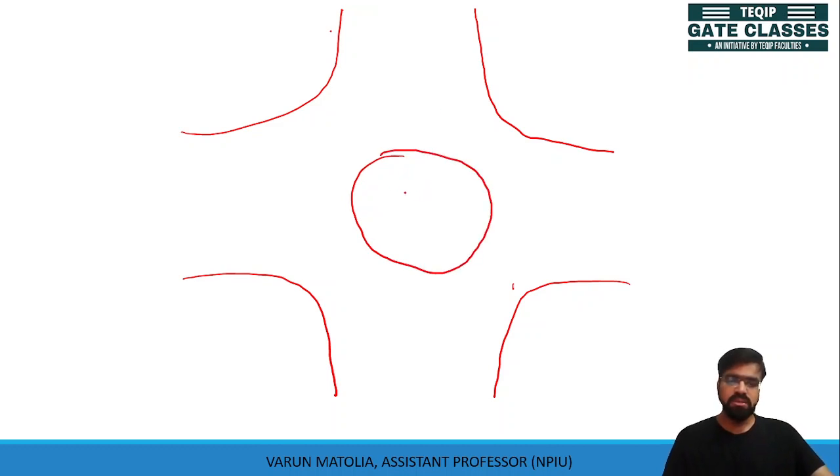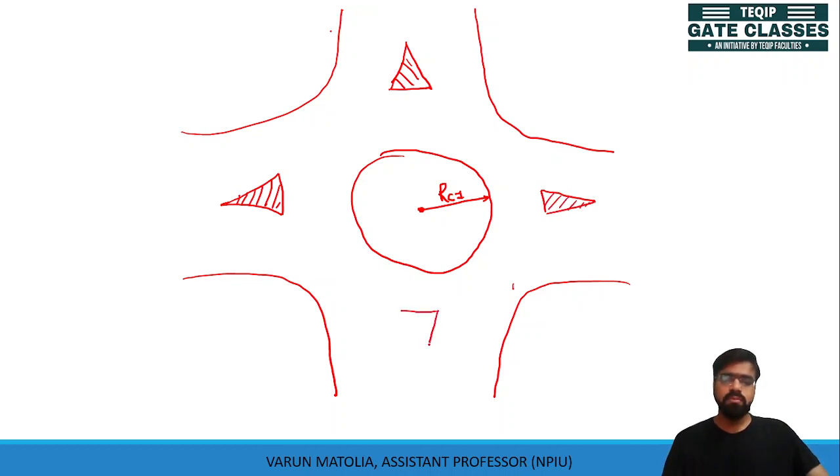This is your central island, and we'll call this your radius of your central island. Here we have splitter islands. These are your splitter islands which will split your traffic. This splitter island is provided in order to reduce the space.